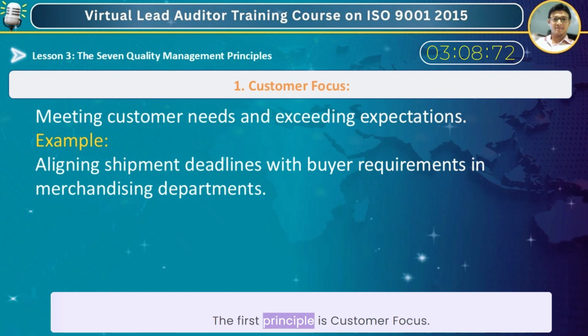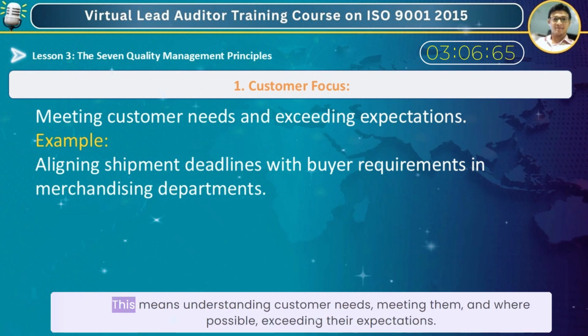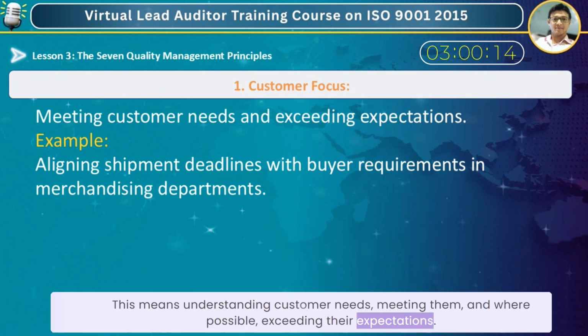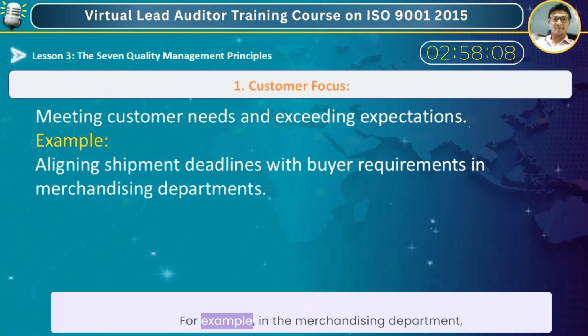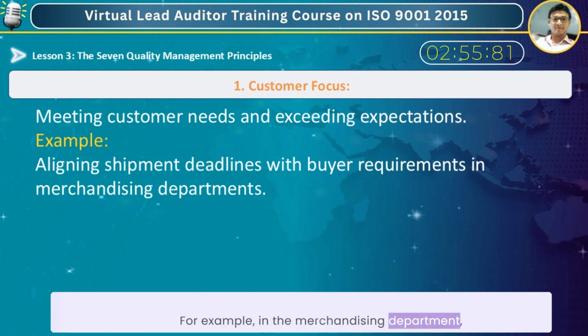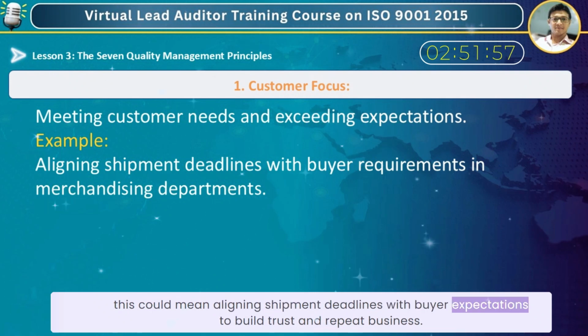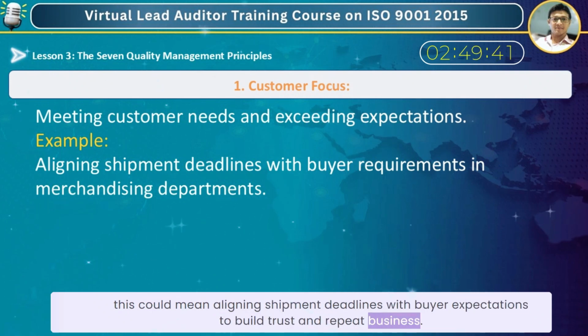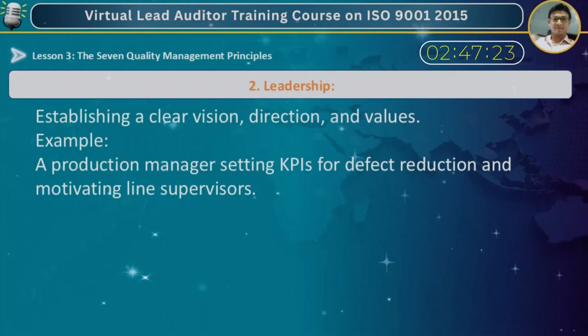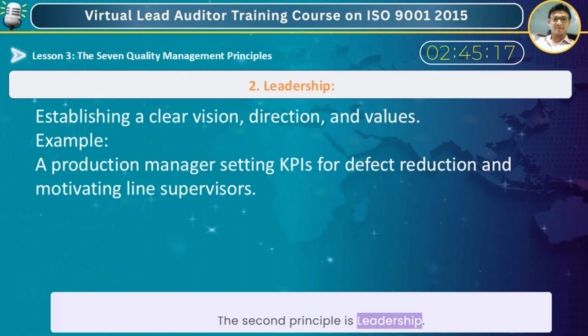The first principle is customer focus. This means understanding customer needs, meeting them, and where possible, exceeding their expectations. For example, in the merchandising department, this could mean aligning shipment deadlines with buyer expectations to build trust and repeat business.